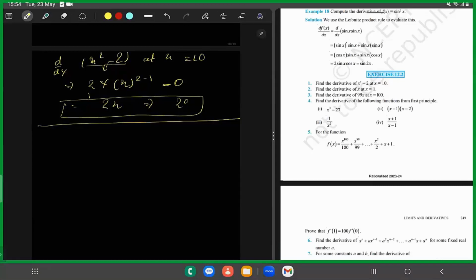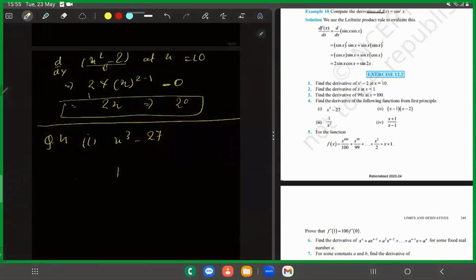Okay, so if I finally come to question number 4, you have to find the derivatives here by the first principle. Let's start with question number one itself. So this is x cube minus 27.